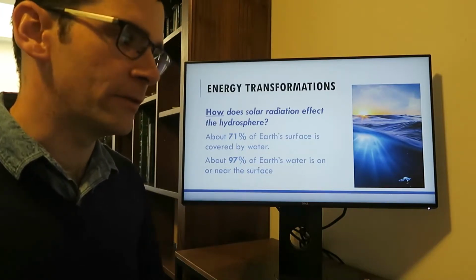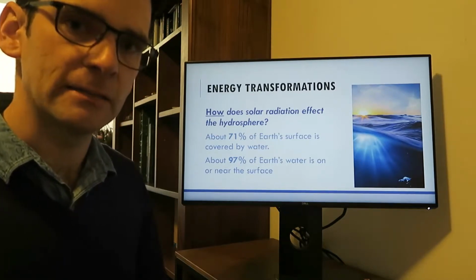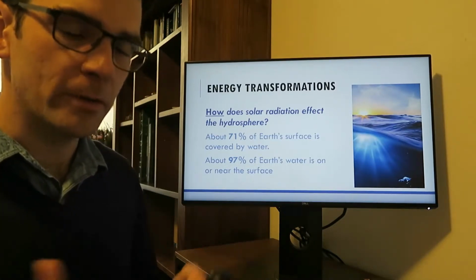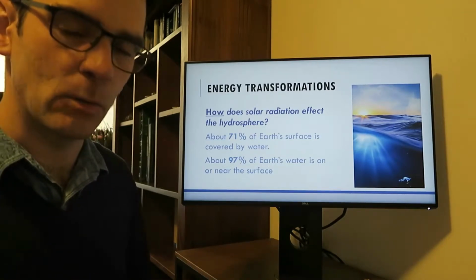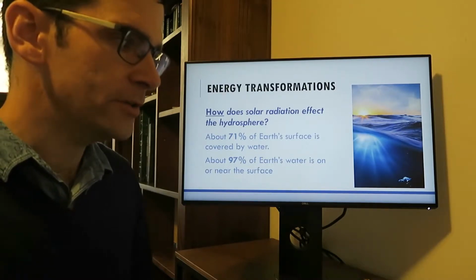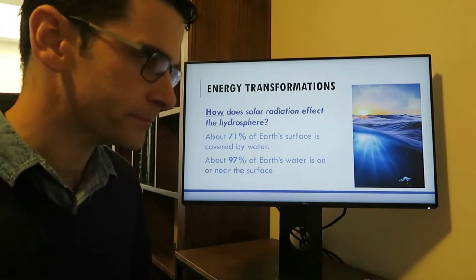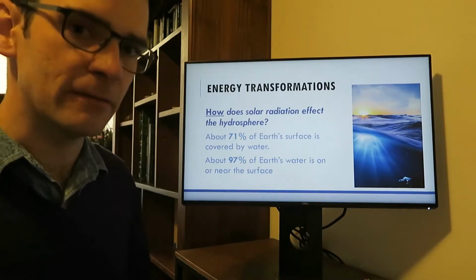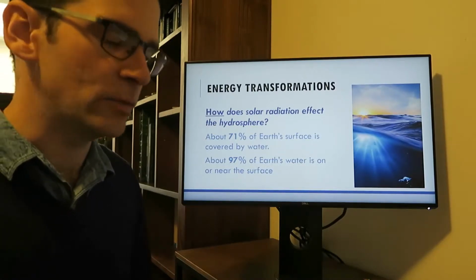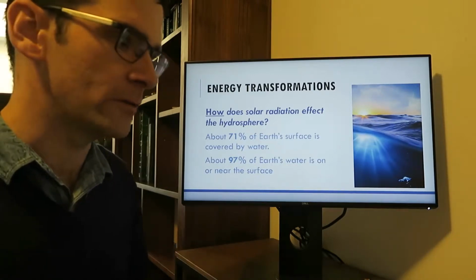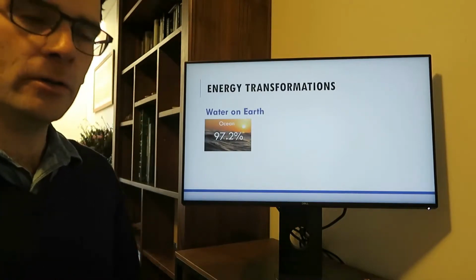Basically, 71% of the Earth's surface is covered by water. That's not just the oceans, but also rivers, lakes, and those sorts of things. We will go in a moment through where all that water is found and what characteristics it has, because that's important. But by and large, know that 71% of the Earth's surface is water, and 97% of this water is near the surface, meaning it's within the first 100 meters or so of the Earth's surface, so not a lot of it is actually down underground.